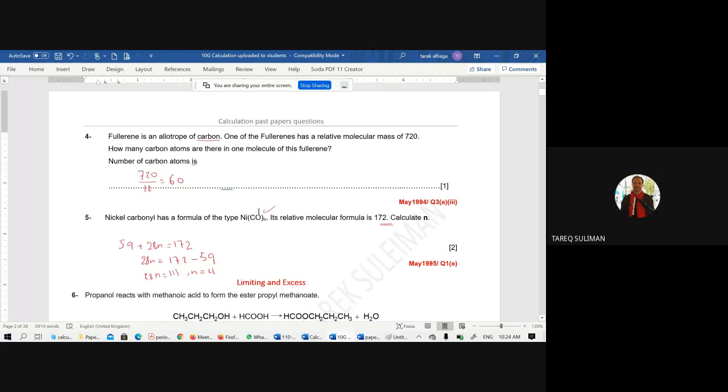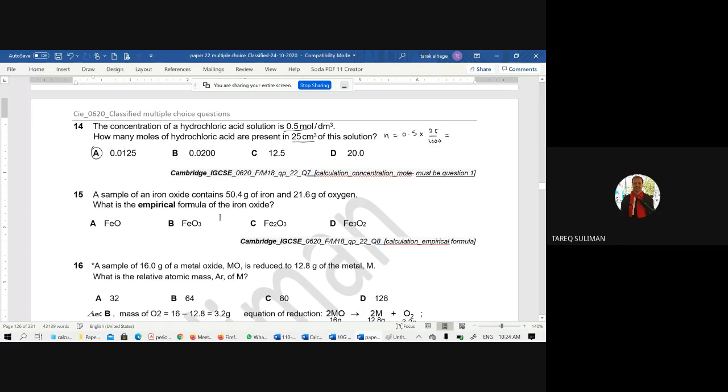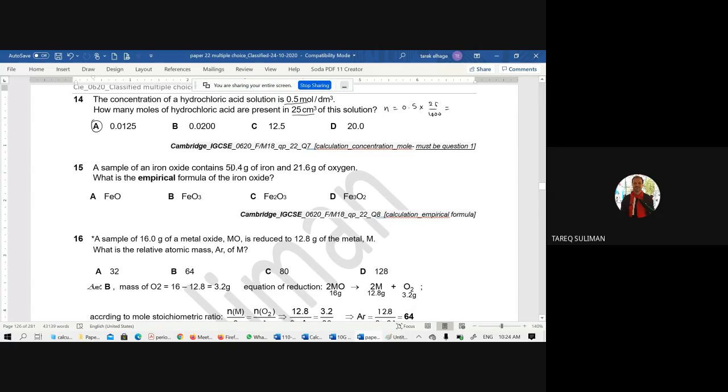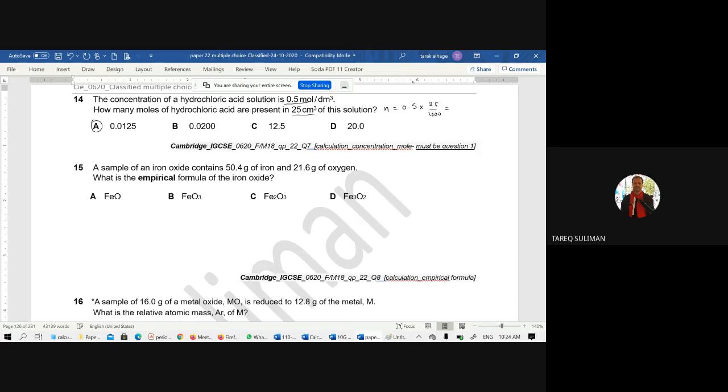Okay, so empirical formula, like here, we have it here. I have a question here. A sample of iron oxide contains 50 grams of iron and 21.6 grams of oxygen. What is the empirical formula? How to find the empirical formula? If we have masses or percentages by mass, then we divide by Ar to find the number of moles of atoms. Here we have oxygen, so we divide 21.6 by 16.